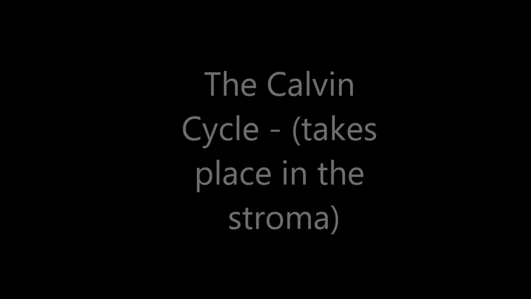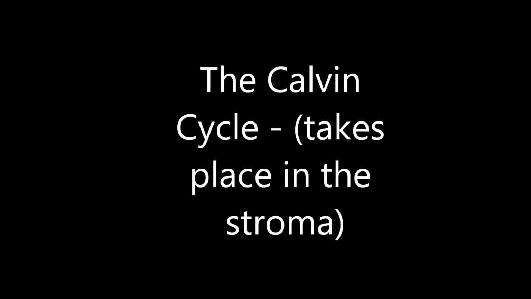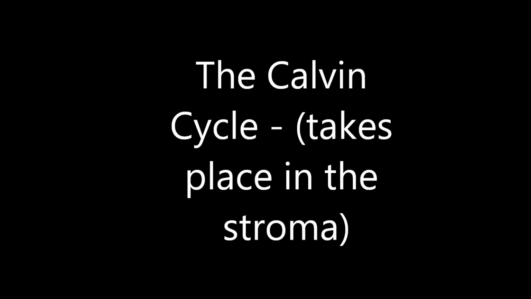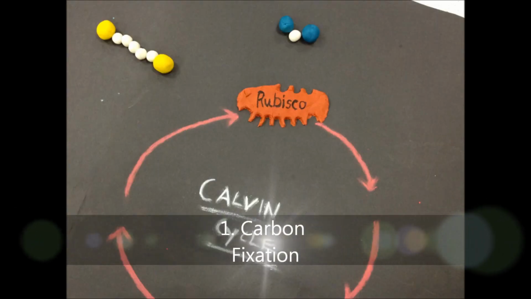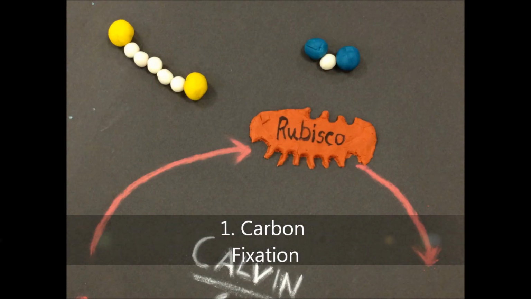Let me hand you over to my good friend Charles to talk you through the next stage of photosynthesis. Thanks, Mike. The next phase is called the light-independent reaction, or the Calvin cycle.